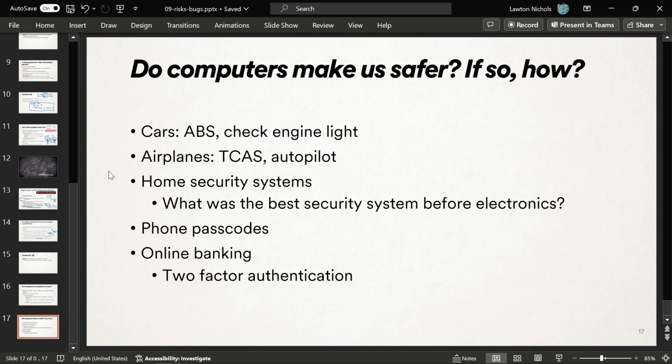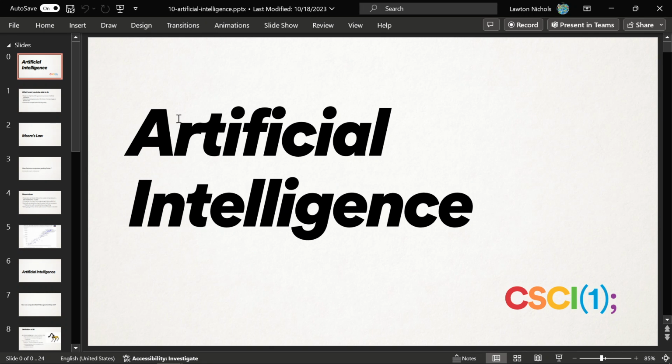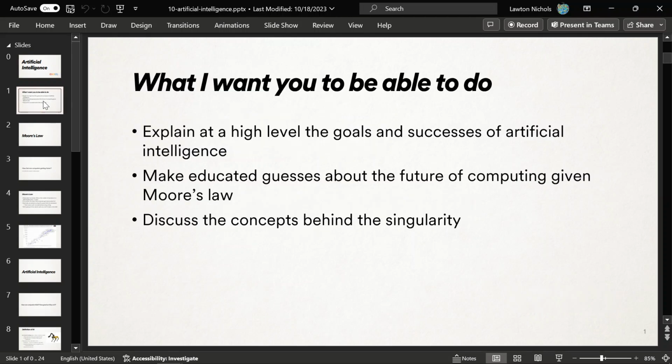Alright, so I would like to go to a new set of slides. I want to talk about artificial intelligence, which is a very fun topic to talk about. It's definitely in the public eye these days, so it's something that's relevant, and I'm sure you've heard a lot about it. So let's take a deeper dive than maybe you have yourself.